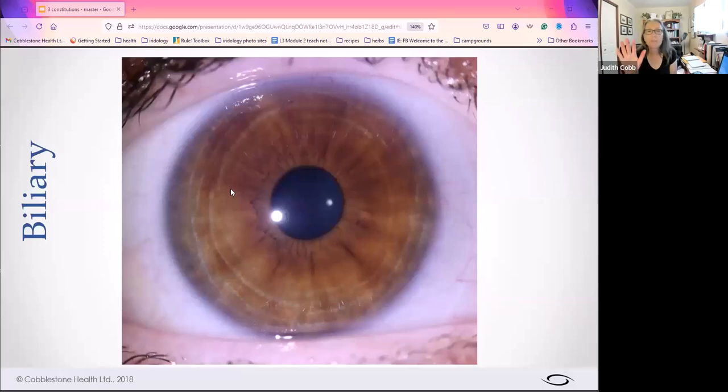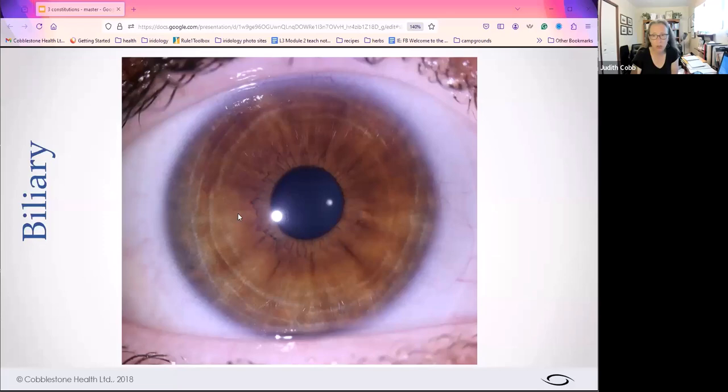Biliary eye. So we see no blue, but we do see fibers. Can you see fibers poking through down here? We've got fibers poking through down here. And so with this, remember, lymphatic is blue with fibers. Hematogenic is no blue, no fibers. In the middle, we've got no blue and yes, fibers. Okay. We might have some gold in here. We might have some orange.